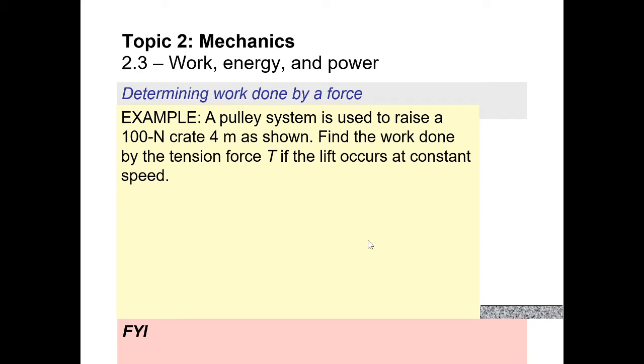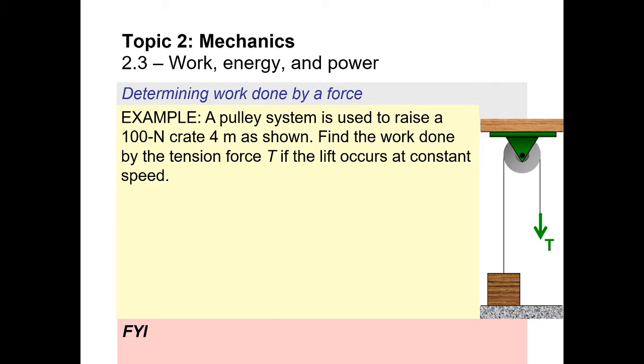Okay, next. A pulley system is used to raise a 100 newton crate 4 meters as shown. Find the work done by the tension force T if the lift occurs at constant speed. So we've got a pulley system. A pulley is an example of what's called a simple machine in engineering, and it's used to redirect force. So instead of having to pull up on something, you can pull down. And sometimes pulling down is easier than pulling up.